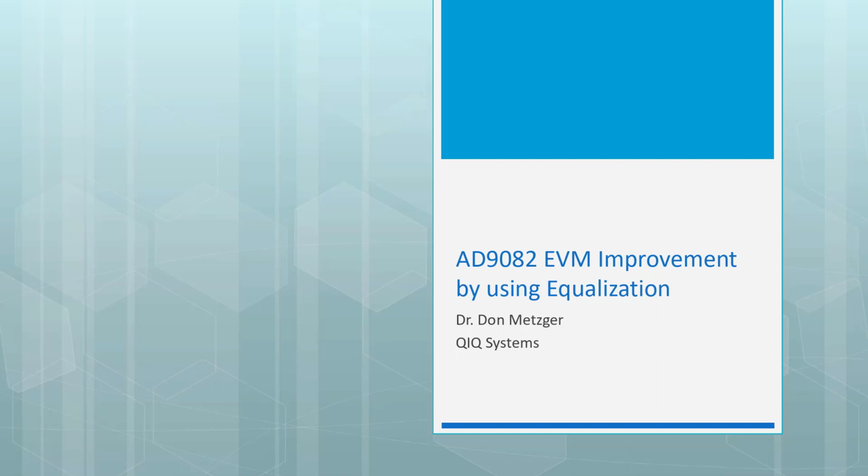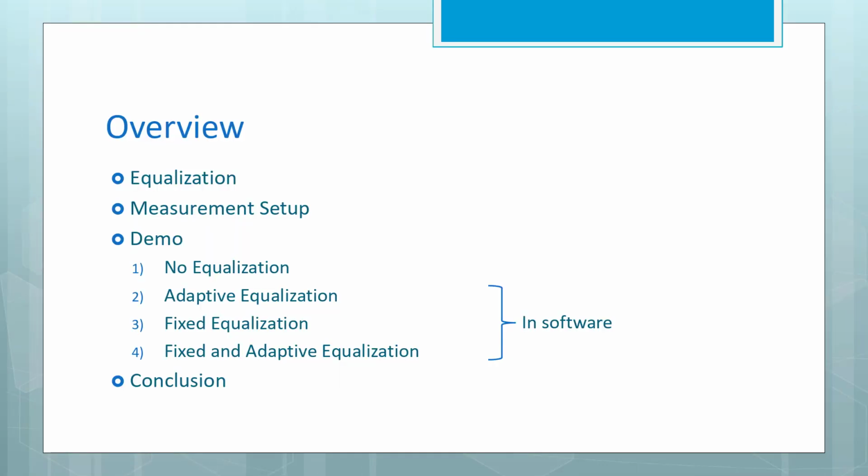This video shows how to use equalization to improve the EVM measured for a communication signal using an Analog Devices AD9082 MxFE chip. We'll show you a little bit about equalization and describe that, then we'll move on to show the measurement setup, then we'll do a demo. We'll show without equalization, and then with adaptive equalization, with fixed equalization, and then with fixed and adaptive equalization, and then we'll summarize.